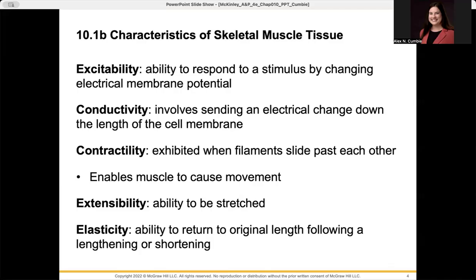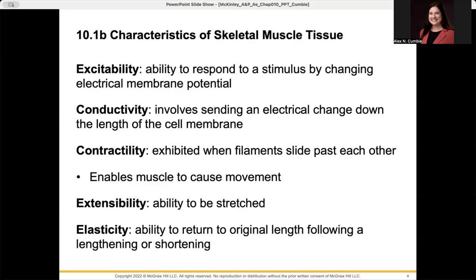All cells interact with other cells at the membrane level first, right, at the cell membrane. And so when the cell membrane's electrical potential changes, we have charges running through them, it affects what certain pumps or channels open, it affects what the cell takes in or what it gives out. So we'll talk about that. Conductivity involves sending an electrical change down the length of the cell membrane. Some cell types are more conductive than others. They have certain things there that help them to conduct that electrical signal to the rest of the cell.